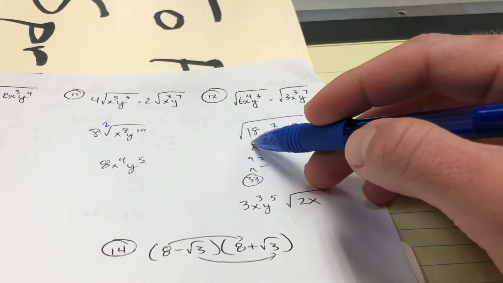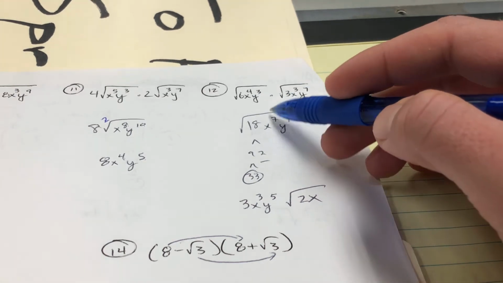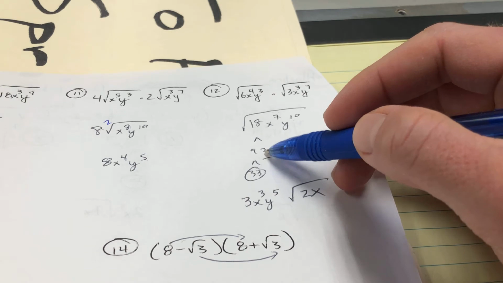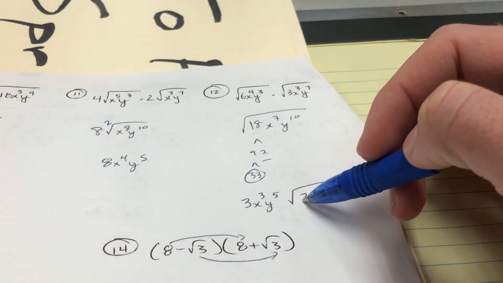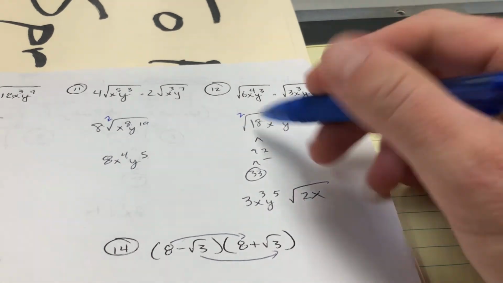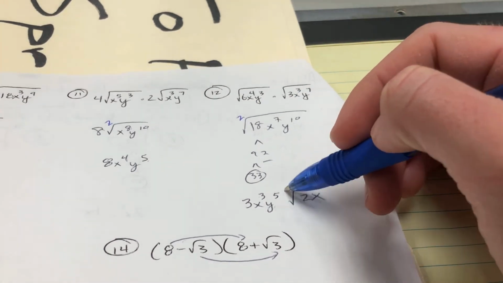Six times 3 is 18. X to the 7th. Y to the 10th. 18 is 9 and 2. 9 is 3 and 3. 3 goes on the outside. 2 stays on the inside. This 2 goes into 7 3 times. 1 left over. This 2 goes into 10 5 times exactly.